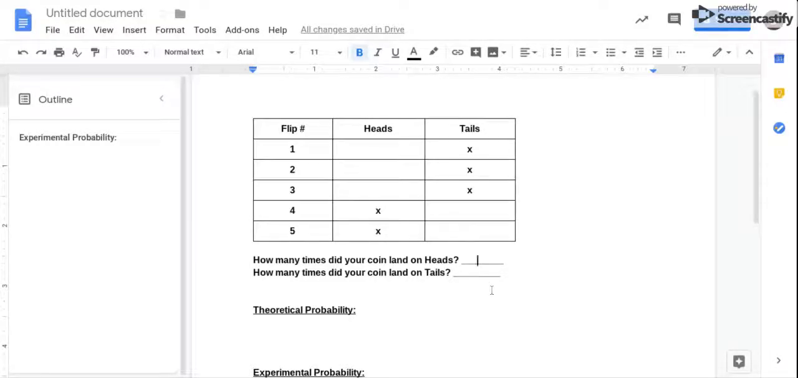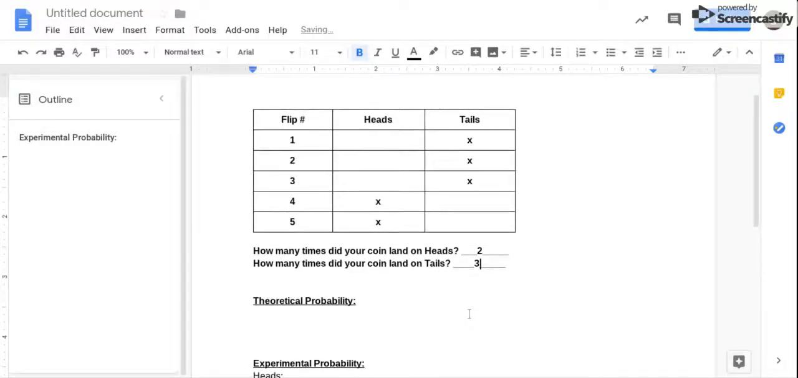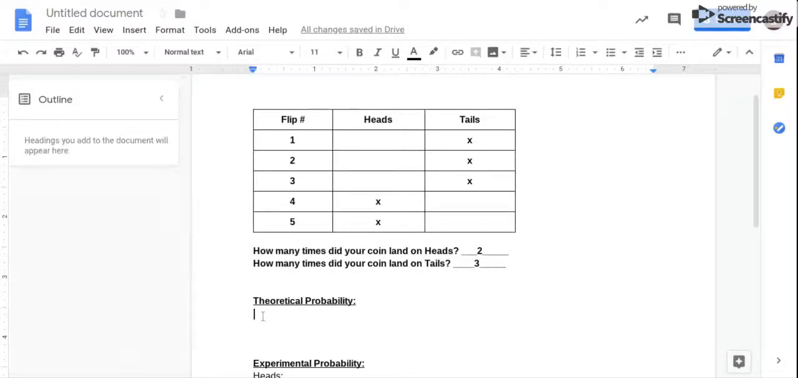How many times did your coin land on heads? 2. How many times did your coin land on tails? 3. Well, as I explained earlier, theoretical probability is just how many times something can happen. If I flip a coin, my chances of getting heads are 1 out of 2. Same with tails, 1 out of 2. Or 50%.